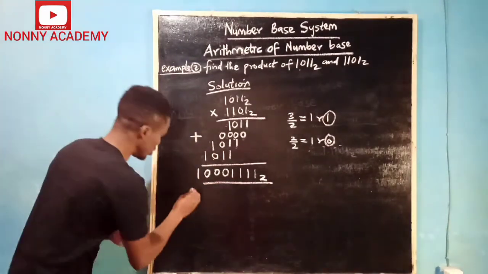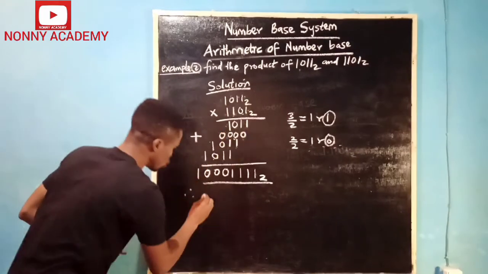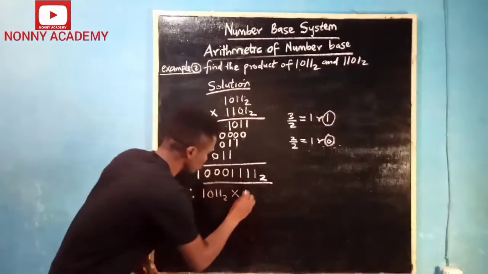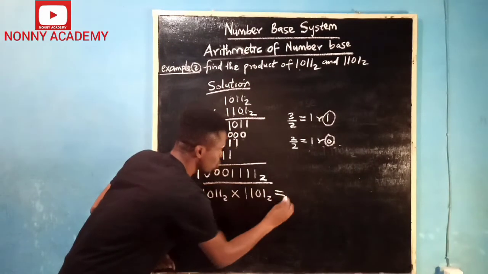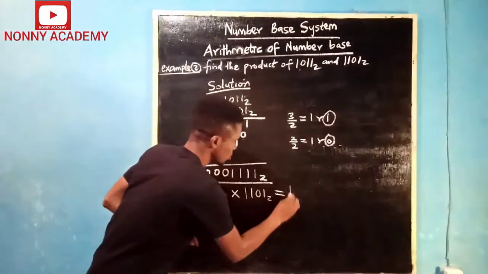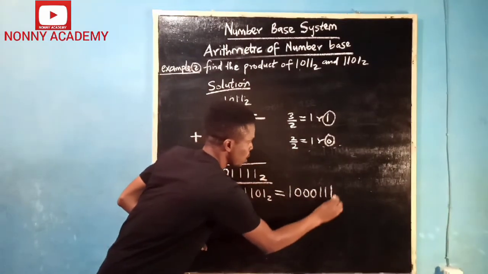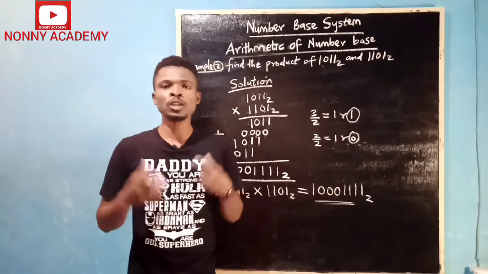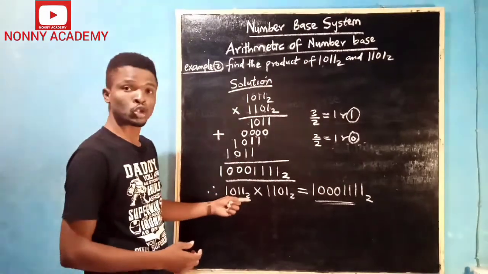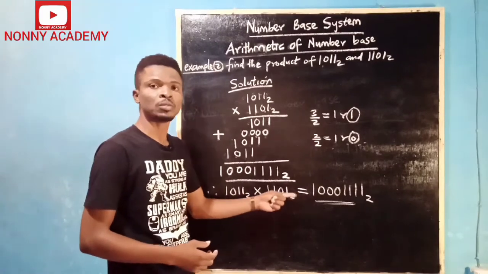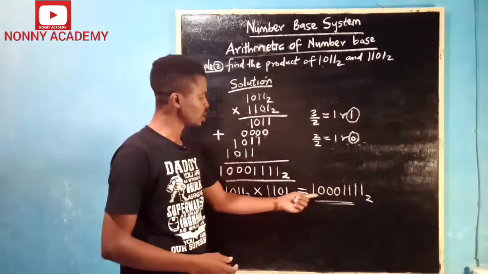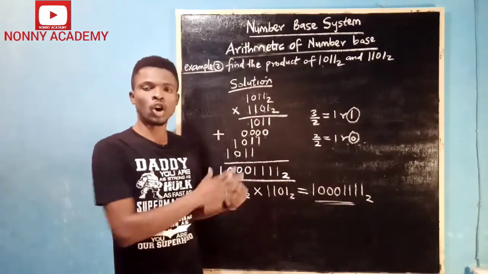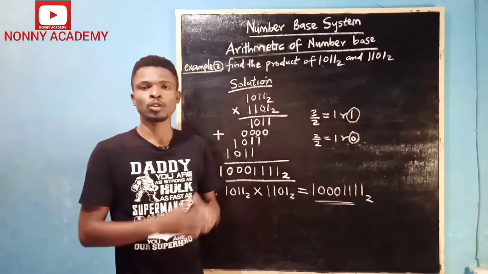Now my final answer will be 1011 base 2 times 1101 base 2 is equal to 10001111 base 2. This is my final answer. Now I have successfully multiplied 1011 base 2 by 1101 base 2, which gives me 10001111 base 2. So this is the end of this stage, which is the multiplication of number base.